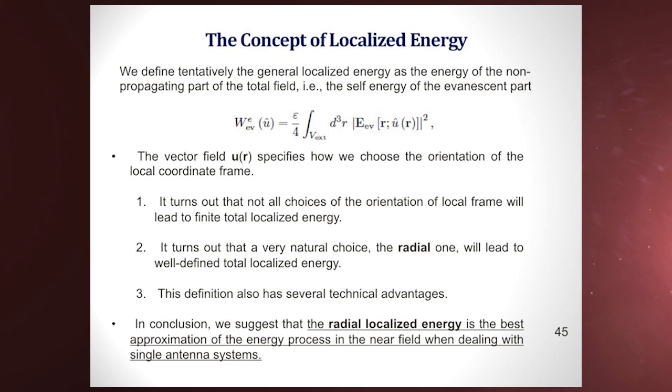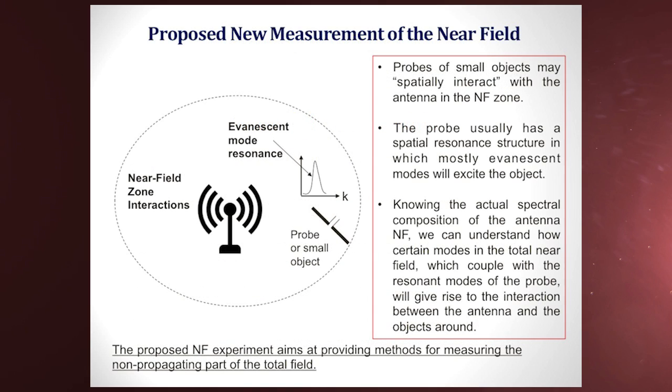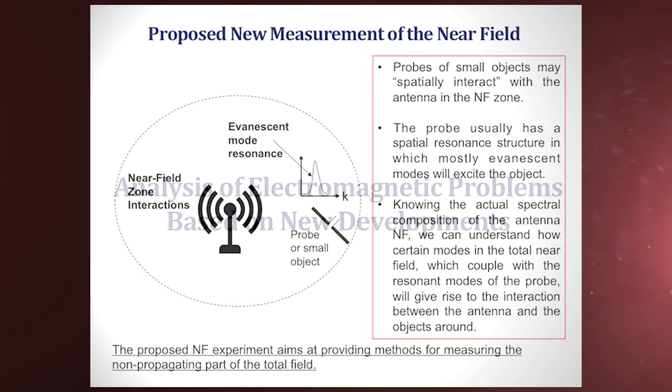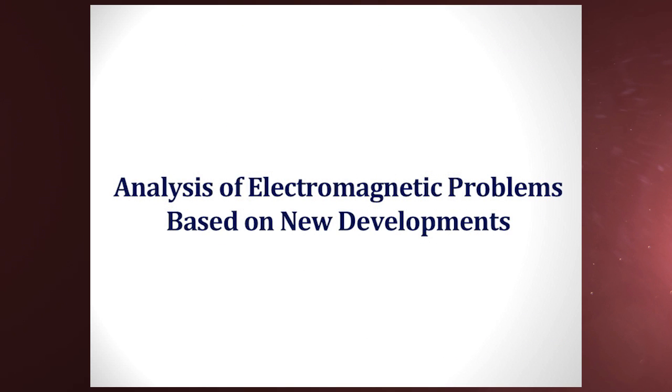We're coming up with this concept of radial localized energy. You take a radial direction from the antenna and find the energy across it. That might actually lead to some new experiments, because you can come close to the antenna and use a small probe, and the resonance of that probe, depending on the spatial resonance here, would tell you what kind of field exists around the antenna. So it could lead to new development and new work on antennas.